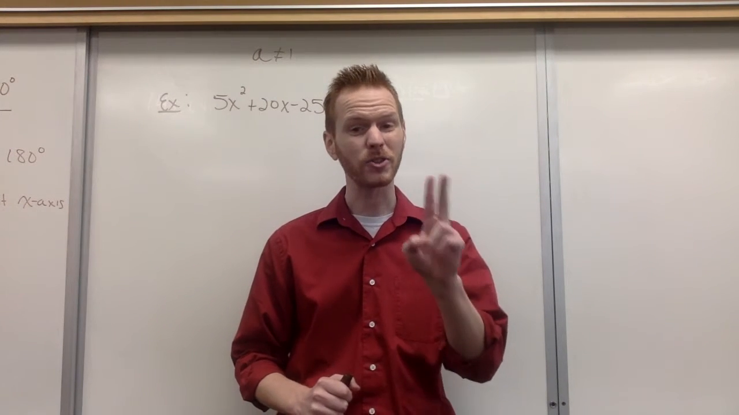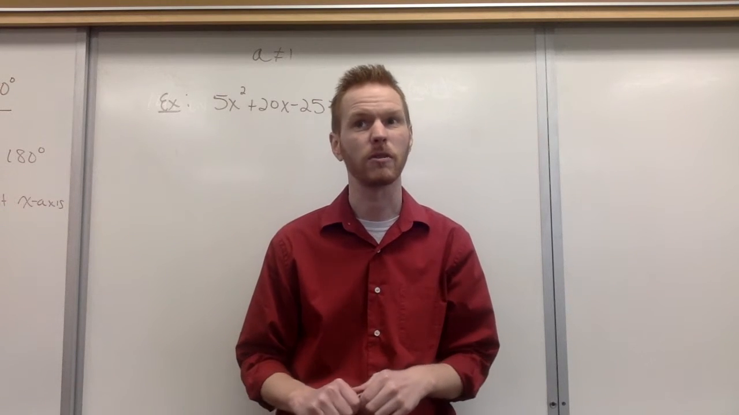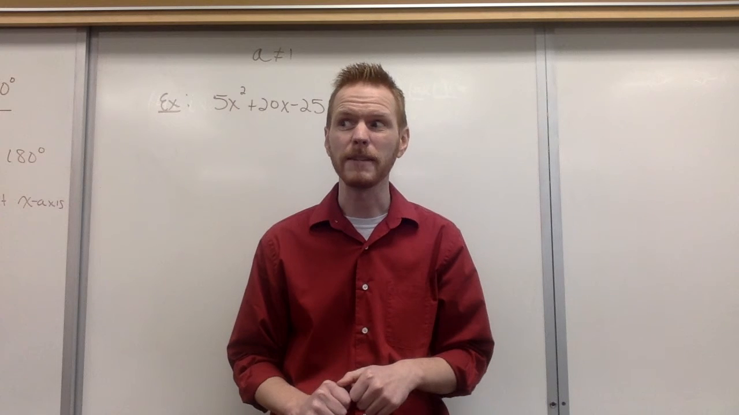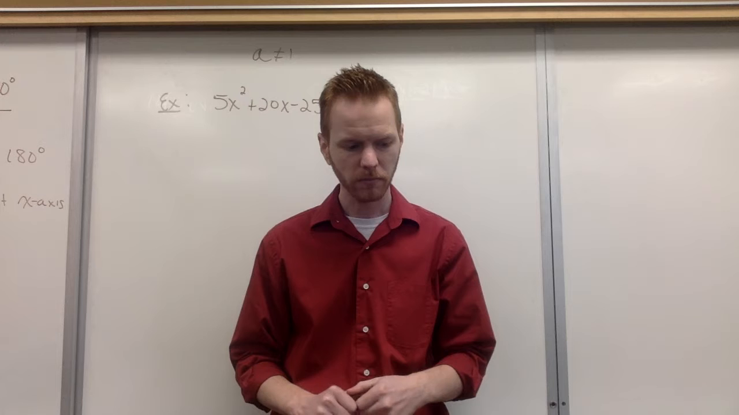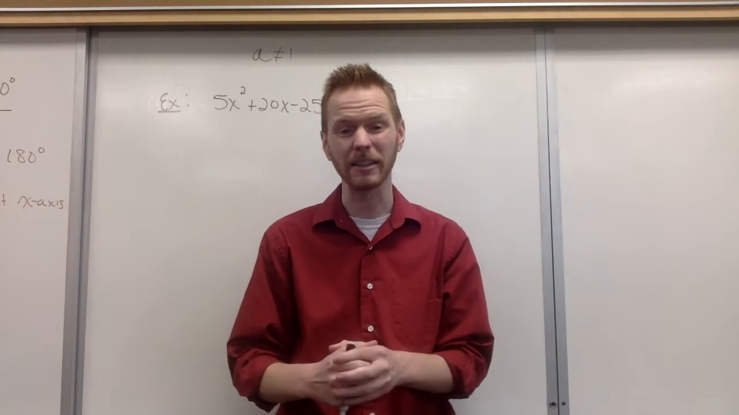This will be part two of completing the square. In the first part we talked quite a bit about the square root property, how to make a polynomial a perfect square, and then how we actually complete the square and the process behind it.